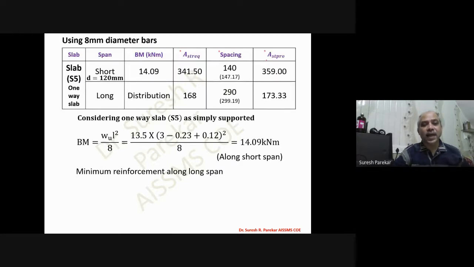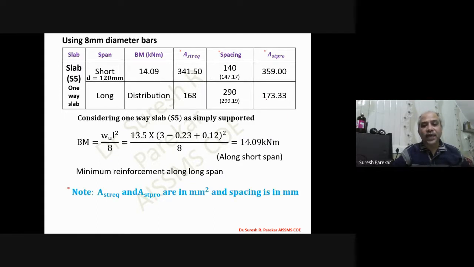For this we are going to get a bending moment of 14.09, because the value of LX we have is 2.89, and then AST required is 341.50. Spacing we got 140, and then 359 square will be AST provided. Then along the long span we have to provide distribution reinforcement, which is 168, and we have 8 at 290 center to center. AST provided is 173.33.